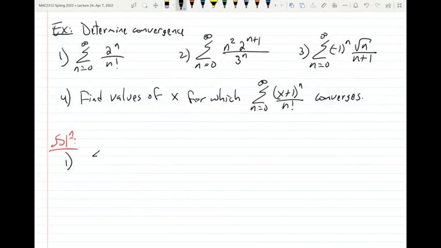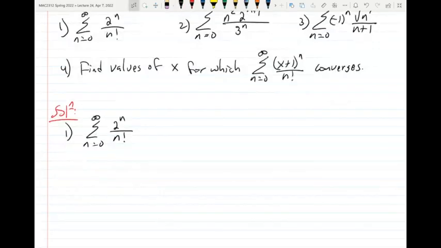So for the first one, we have the sum from 0 to infinity of 2 to the n over n factorial. Okay, so this is my a_n, right? And because I see a factorial, that's a hint to use the ratio test. So I'm going to be using the ratio test here.